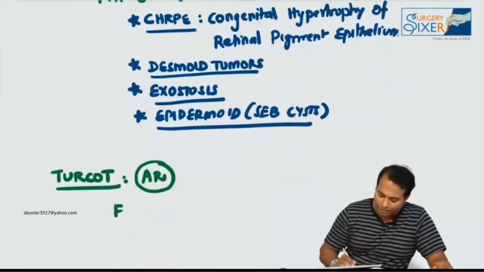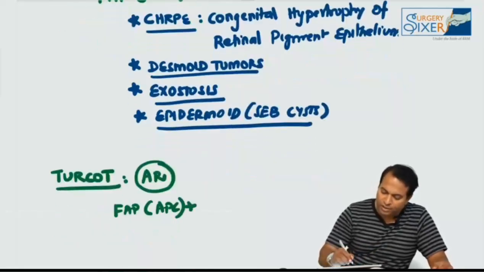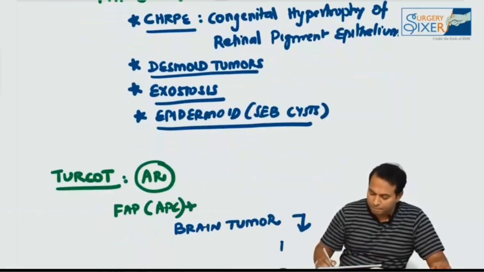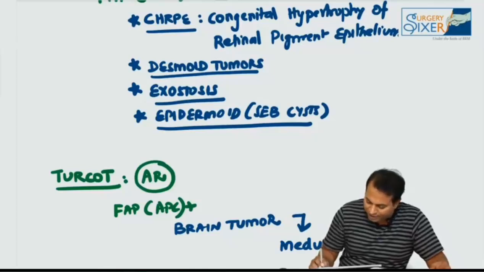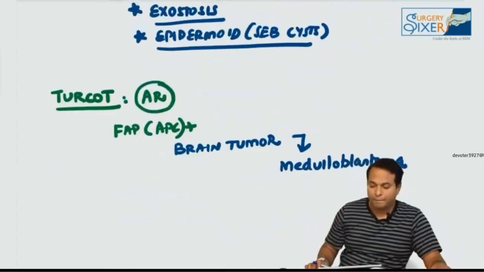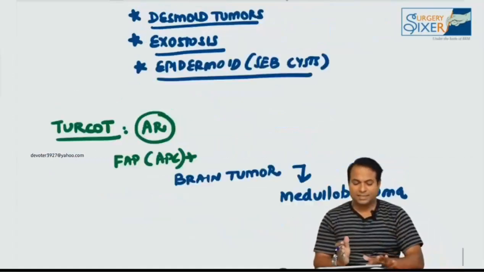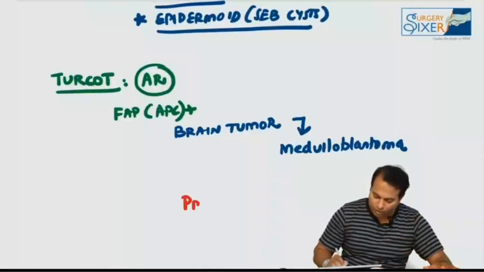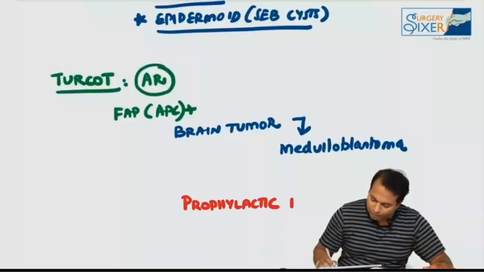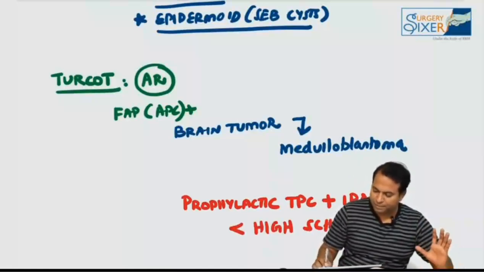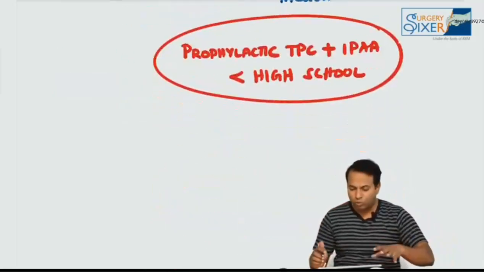This is FAP, APC gene mutation, associated with what other problem? Associated with a brain tumor. What is the name of the brain tumor? The brain tumor is medulloblastoma here. Please don't forget, medulloblastoma is associated with Turcot syndrome of FAP. So once you diagnose FAP, the management is simple and straightforward. In all these cases, like Gardner syndrome and Turcot syndrome, you should go straight for prophylactic total proctocolectomy with ileal pouch anal anastomosis before the patient goes to high school. That is the answer. Please remember this.